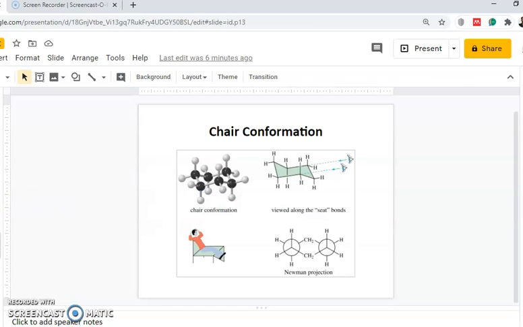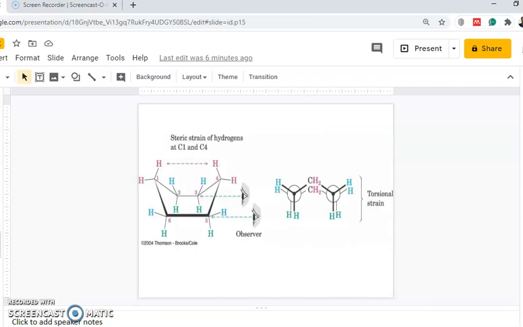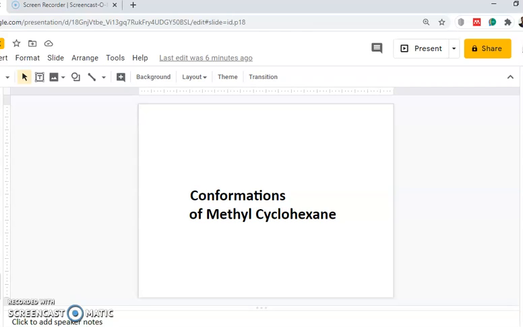You can see in this chair form there are no flagpole hydrogens, while here you have flagpole hydrogens which are coming closer to each other. That's why the chair form is relatively more stable compared to the boat form. Anyhow, that's all about the conformers of cyclohexane. On the next day we'll discuss the conformations of methylcyclohexane. Okay, thank you.